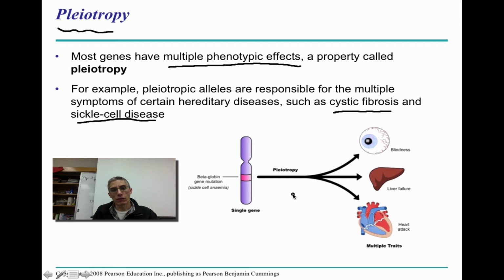So in this case, if you have sickle cell anemia because you have this condition, there's a good chance it might affect your eyesight, so there's a possibility you could go blind. You could possibly have some situations that could affect your liver, so you could possibly go into liver failure. And then, of course, we have situations with sickle cell persons that actually have problems with their heart as well, and so they could possibly have a heart attack. So this is an example of pleiotropy.